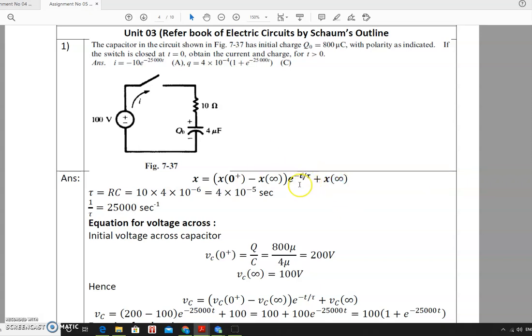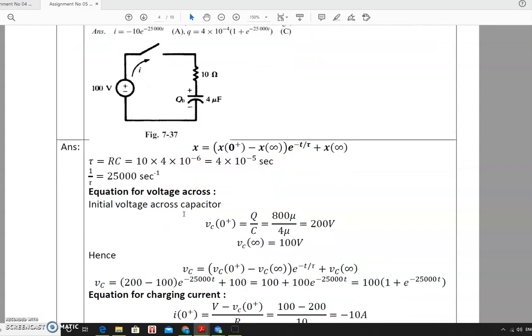So first we will determine tau for this circuit. In an RC circuit, tau is calculated as R into C. R is 10 ohm and C is 4 microfarad, so 4 into 10 raised to minus 6. It will give you 4 into 10 raised to minus 5 second. But here 1 by tau is required, since we have t by tau. So 1 by tau is 1 divided by 4 into 10 raised to minus 5 second, which gives you 25,000 seconds inverse.